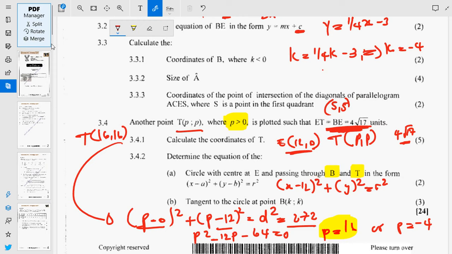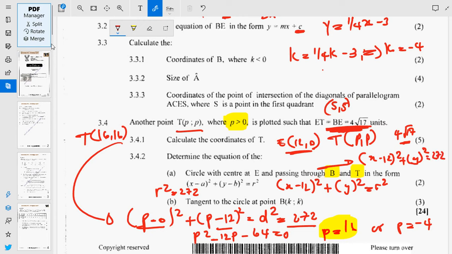Okay, now if you do the substitution, you will find that your r squared is 272. So the equation the examiners are looking for is (x minus 12) all squared plus y all squared is equal to 272.